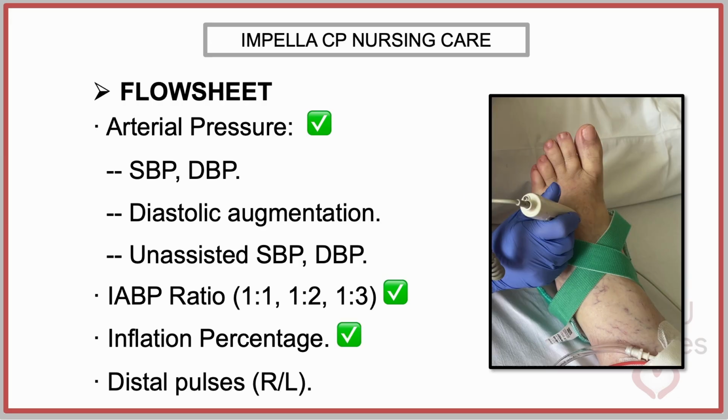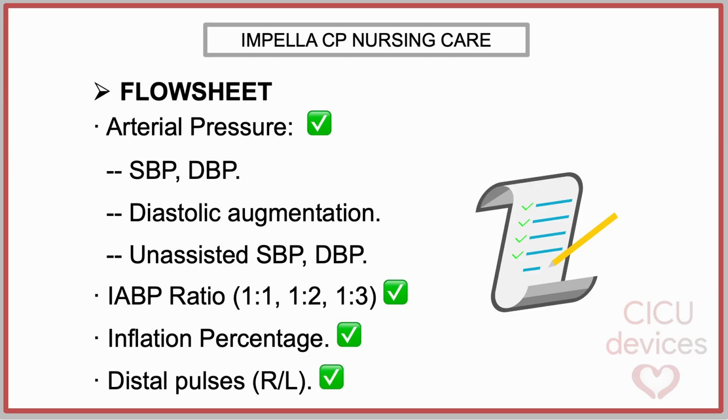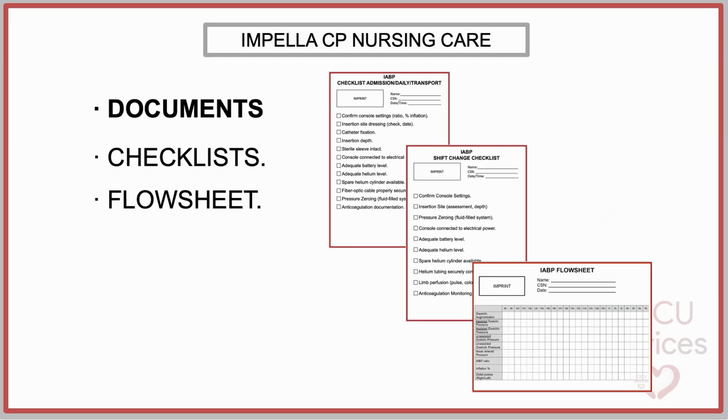Finally, distal pulses should be assessed frequently, typically on an hourly basis, to allow early detection of ischemic events or compromised limb perfusion. The links to the proposed checklists and flow sheets can be found in the video description.